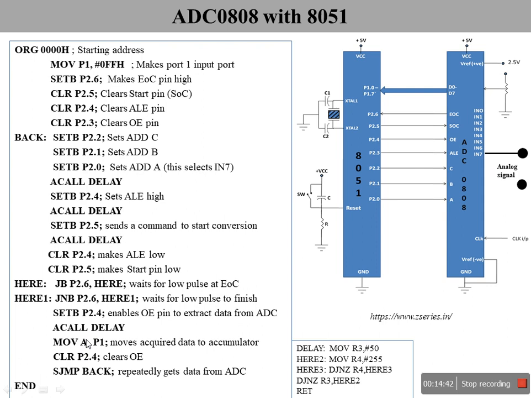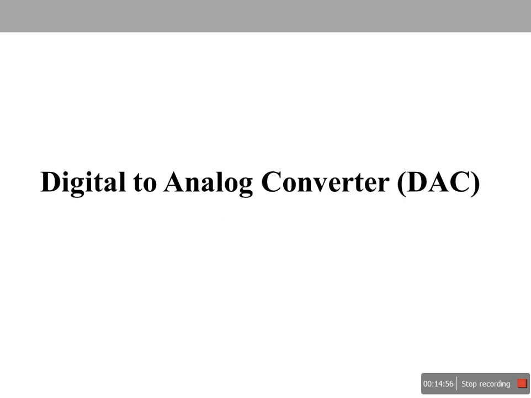So this is how we will be able to convert analog signal or analog data to a digital form by using ADC 0808, and that can be interfaced to 8051. Now we'll turn to the digital to analog converter.